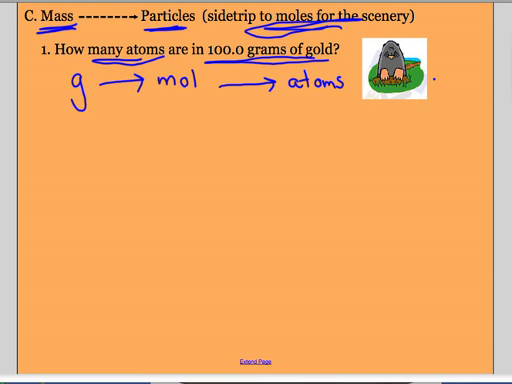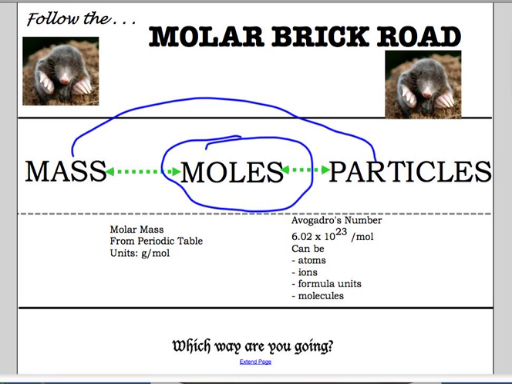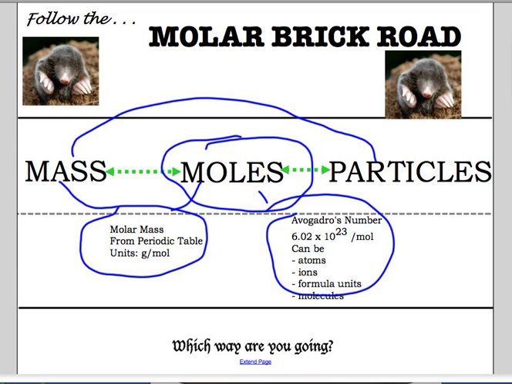So gold is Au. Sorry, that should be Au, not AW. Let's try that again. But it is an atom, so we don't have to do that extra step that we just talked about. If we would have to, you'd have an extra step on this. So if we look here, first thing we're going to need is our molar mass to get us to moles. Second thing we're going to need is Avogadro's number, and that's going to take us to particles, which in this case is atoms.